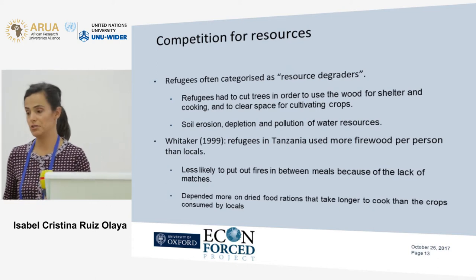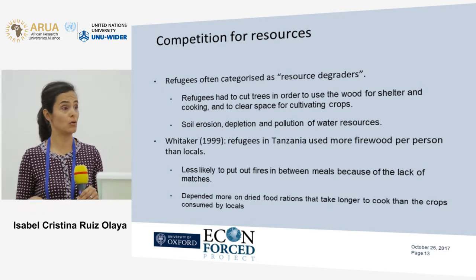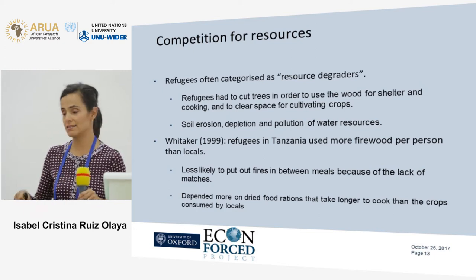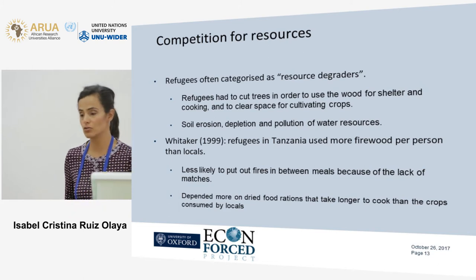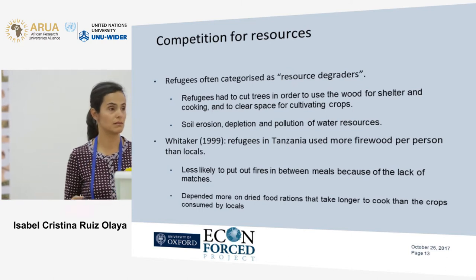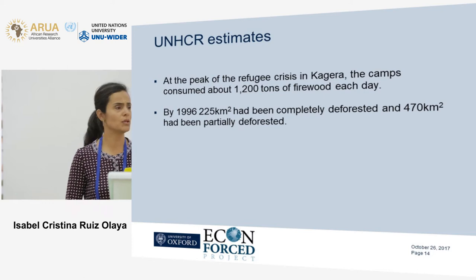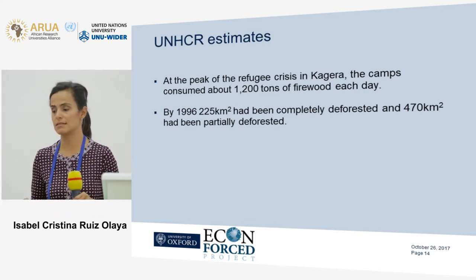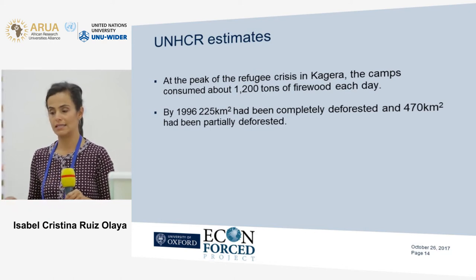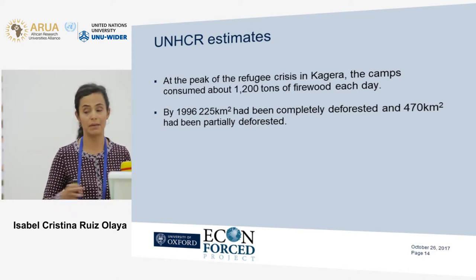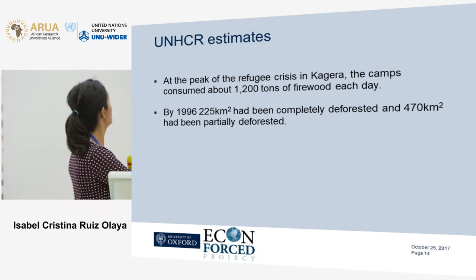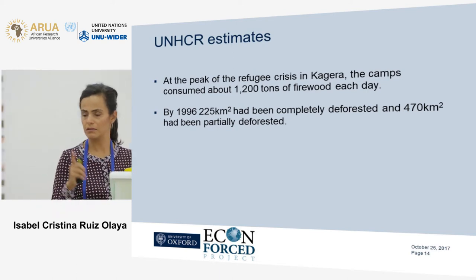There was some evidence that refugees in Tanzania used more firewood per person than the locals. And there were reasons for these. First, they were less likely to put out fires between meals because of the lack of matches, and also they depended more on dried food, so they had to cook longer than what the locals had to do. So there's some UNHCR estimates that at the peak of the refugee crisis in Kagera, the camps consumed about 1,200 tons of firewood each day, and by 1996, there had been a substantial space of land being partially deforested. We got this from the UN.